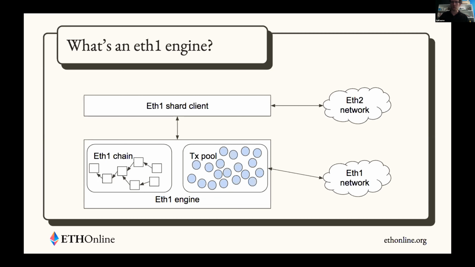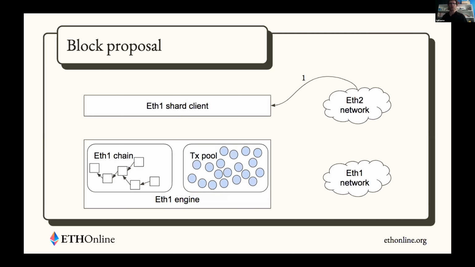Let's see how that unrolls. For example, in the case of a block proposal, the Eth2 client determines it has to create a new block. It determines that from its connection to the network. So what it will do is contact the Eth1 engine to say, hey, propose a block. The Eth1 engine will look at the transactions it's got in its pool, select some, and use them to produce a block. And it will add it where the shard client asked it to add it.